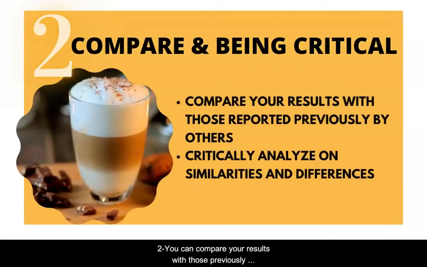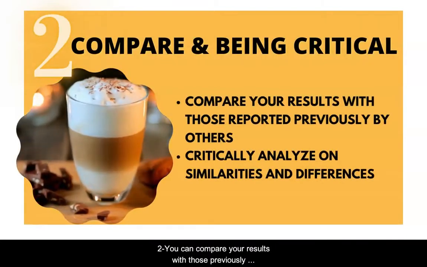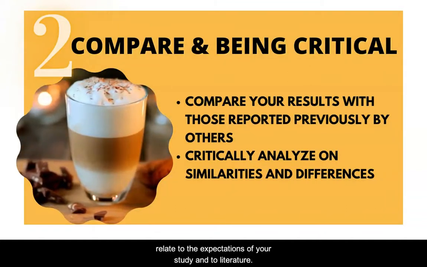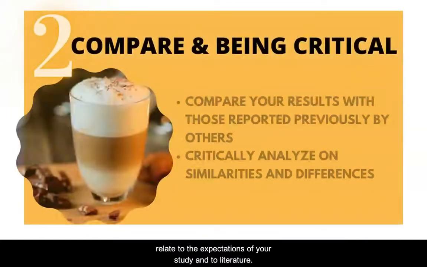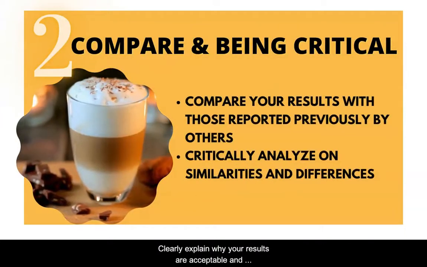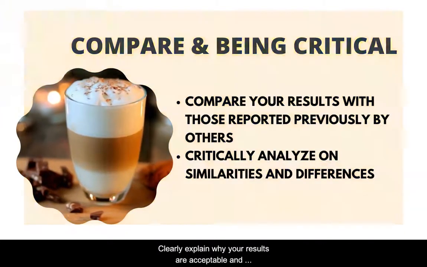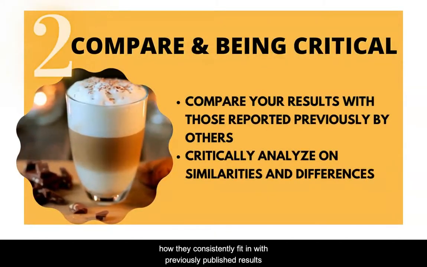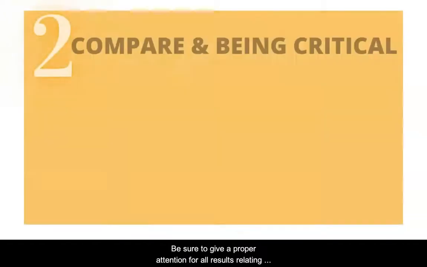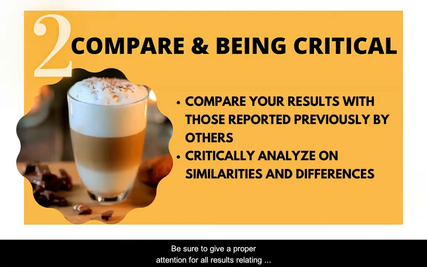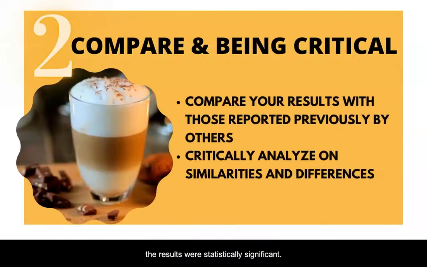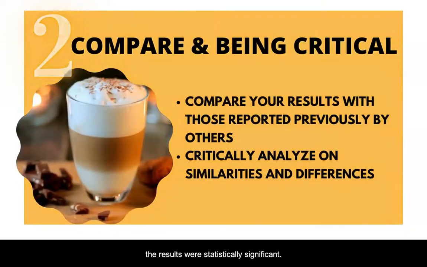Next step in writing discussion is you can compare your results with those previously reported by others and explain how your results relate to the expectation of your study and to the literature you reviewed. You need to clearly explain why your results are acceptable and how they consistently fit in with previously published results. Be sure to give proper attention to all results relating to your research questions, regardless of whether or not the results were statistically significant.